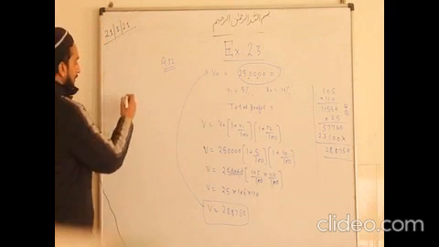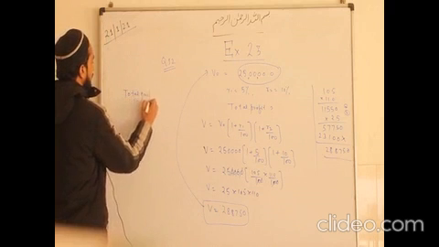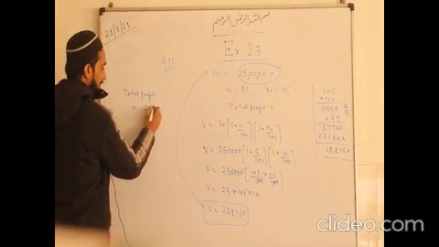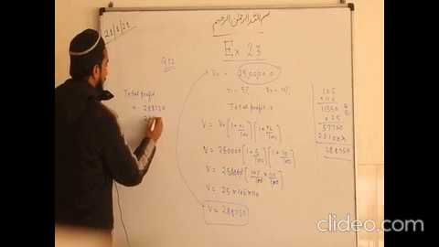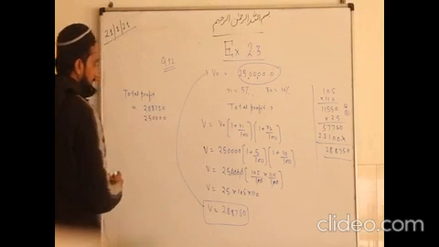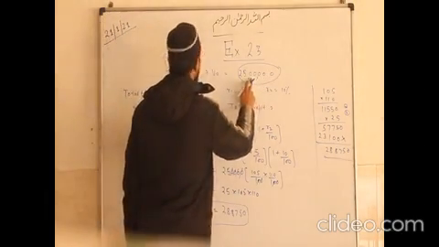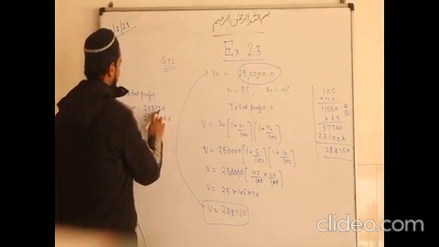So the total profit will be equal to 288,750 minus 25,00,000.